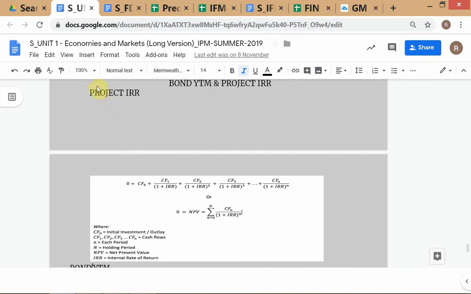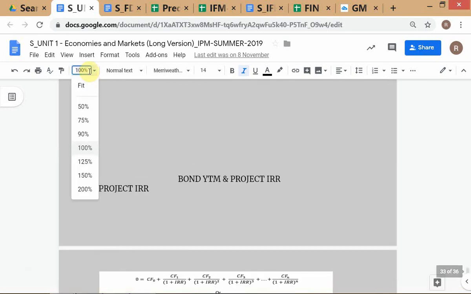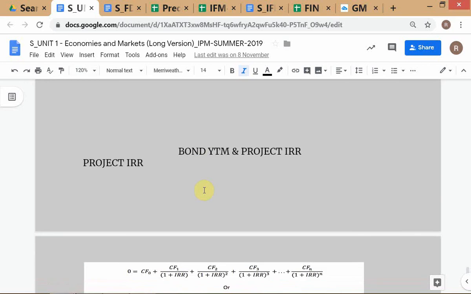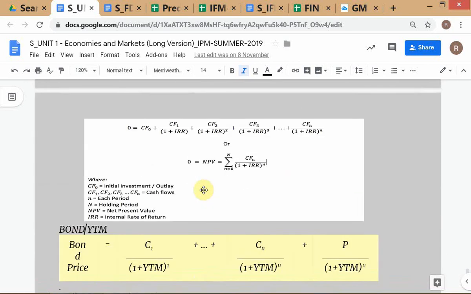Now we come to your question. You remember the question that I asked you? What is the difference between project IRR and bond YTM? Does anybody have the answer to that? Anybody have an answer on this point? Okay, so I'm showing you both of those. Everyone can see this. Others, you can also read the writing. Maybe the text is a little bit small.